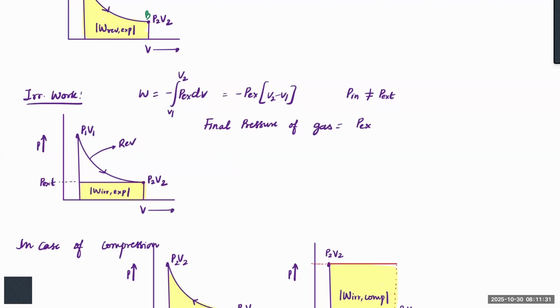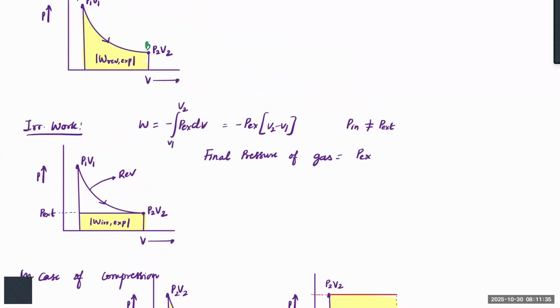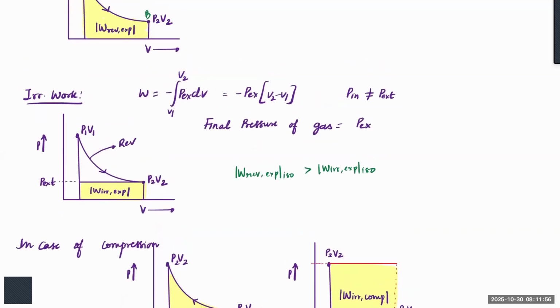Clear? So you can see from the graph itself, that is work done. If it is work done in a reversible system for an isothermal expansion, the magnitude is greater than the work done in an irreversible process for the same isothermal expansion. Correct? Based on these two graphs, area.